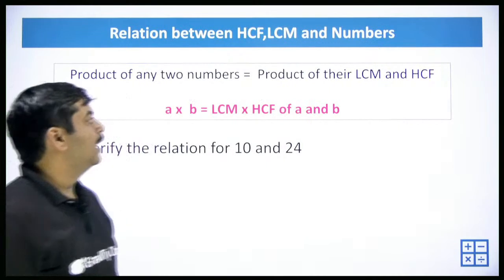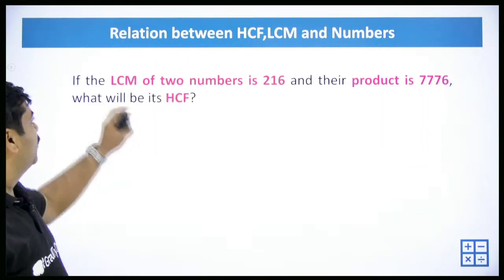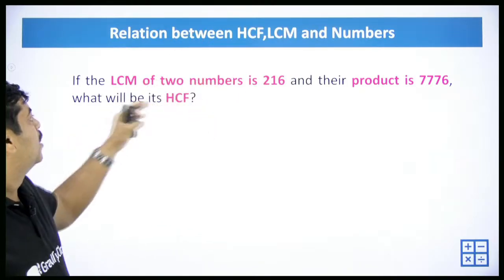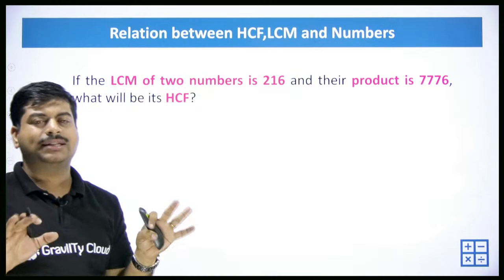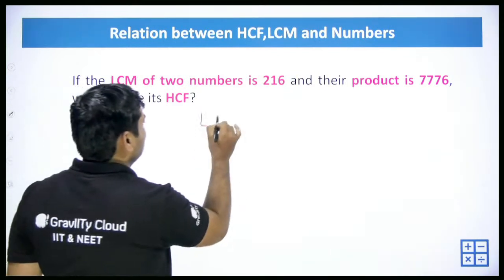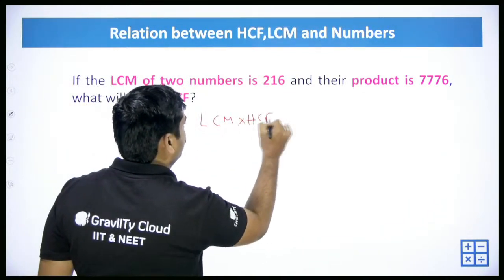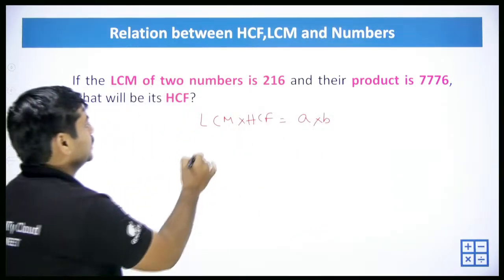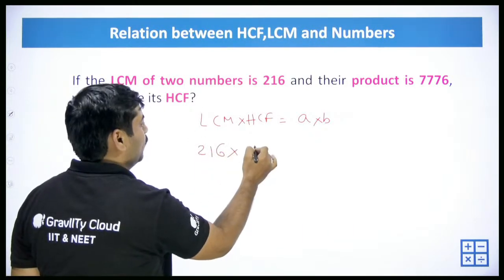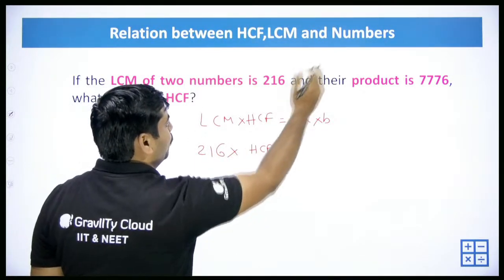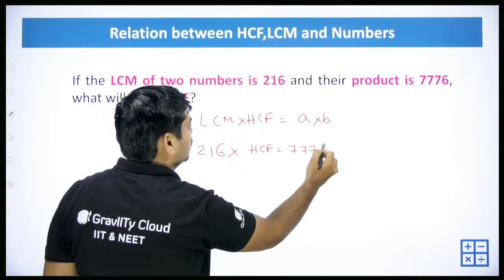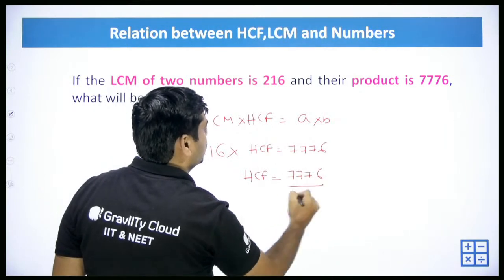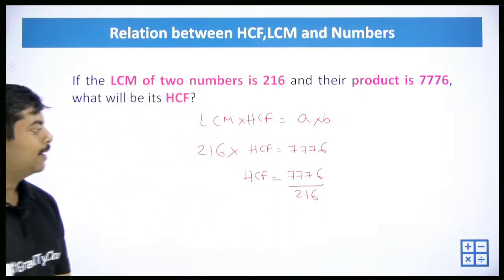Alright, so let's move ahead to the next one. That is, if the LCM of two numbers is 216 and the product is 7776, what will be its HCF? A very easy relation. LCM into HCF is equal to the product of A and B. What is LCM? 216. What is HCF? We need to find it. The product A into B is given as 7776. So HCF is equal to 7776 by 216.